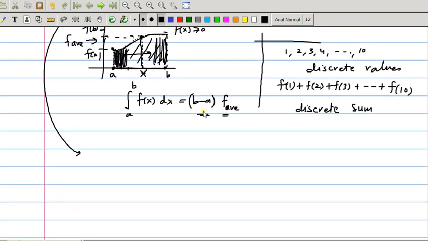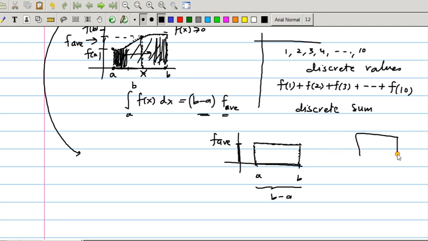Average value is a number, b minus a is a number. b minus a is the length of the interval a to b, right? And the average value is somewhere here on the function. So this is the length of the average value, this is the length of the interval. So it gives you the area of this rectangle, whose height is the average value and width is b minus a.